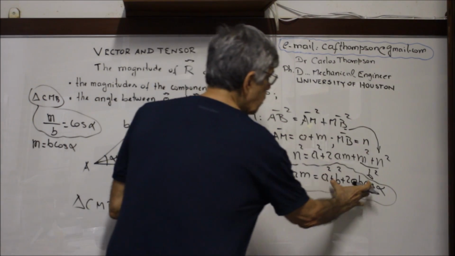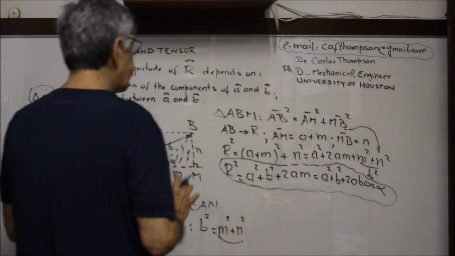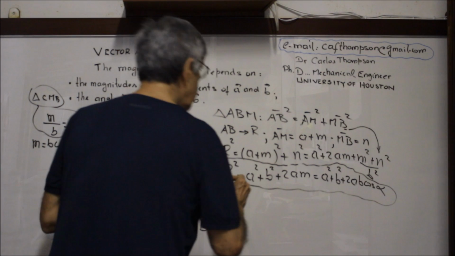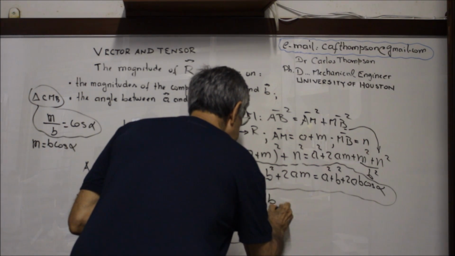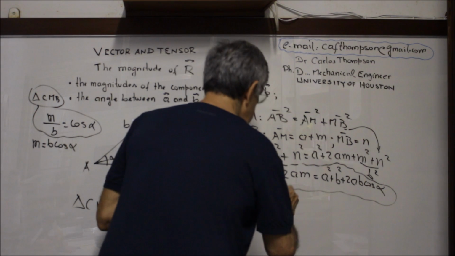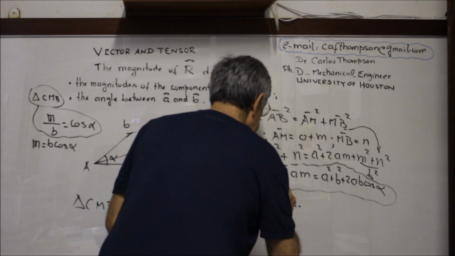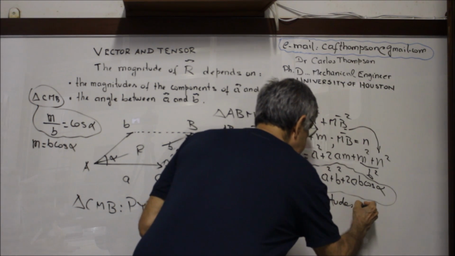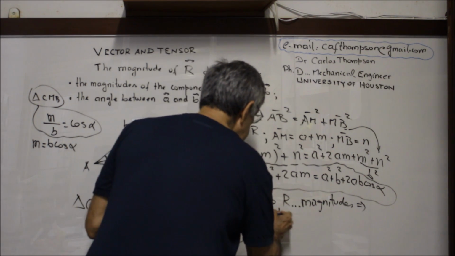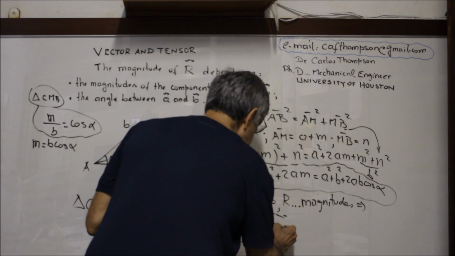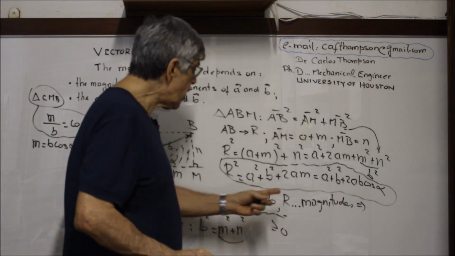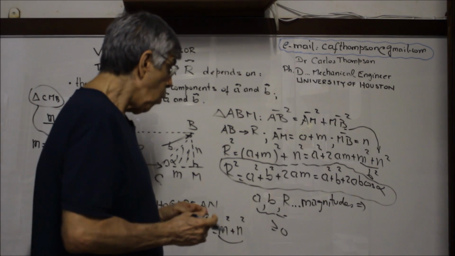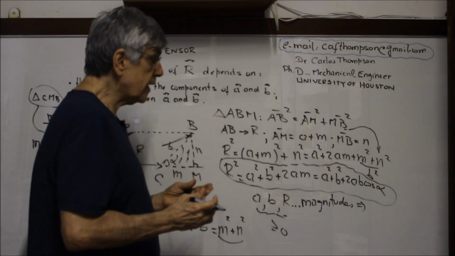Now, R is just the square root of the right hand side. What is important, I would like to emphasize here: A, B, and R are magnitudes, which implies all of them are greater than or equal to 0. You don't have a negative magnitude of a vector. What you have, for instance, is a negative vector.